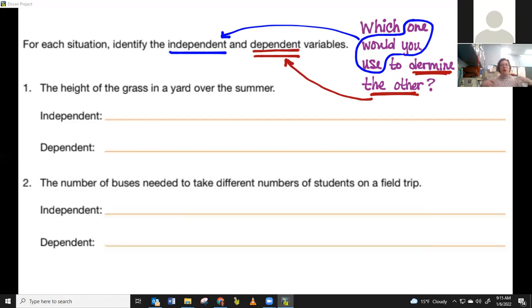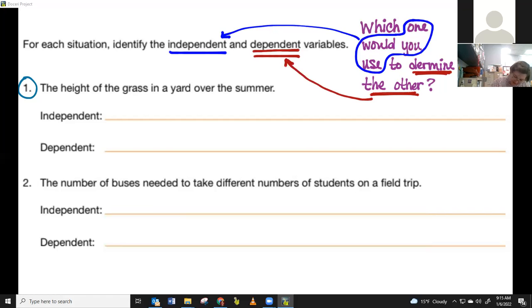Okay, so on all of these, the first thing that I want to start off by doing is figuring out what are the two variables. What are the two variables that we are looking at here? So on number one, of the variables I see right off the bat, what is one of the things that can change?